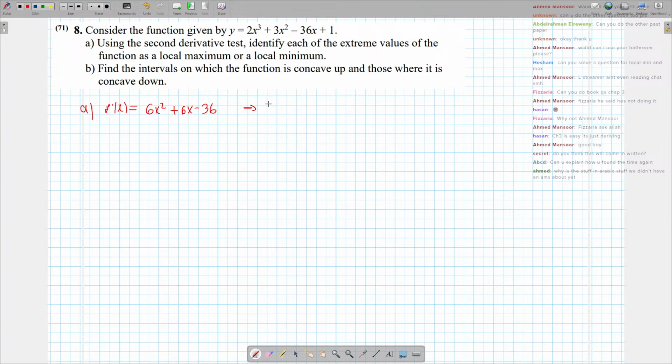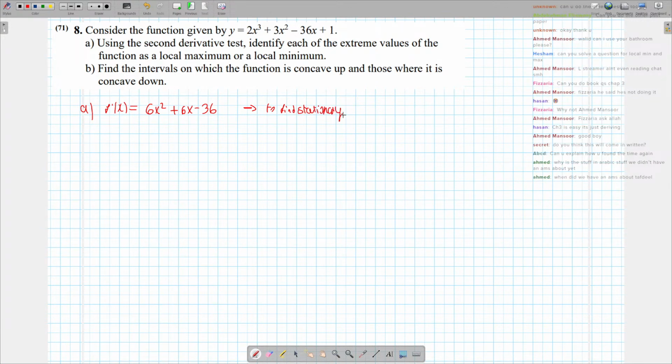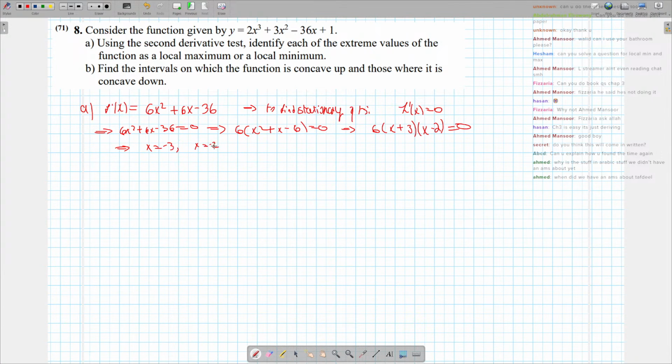We need to now say, to find stationary points, f prime of x is equal to 0. That means 6x squared plus 6x minus 36 is equal to 0. How do we solve this? You can take 6 out. You get x squared plus x minus 6 is equal to 0. To solve this without a calculator, you get (x plus 3)(x minus 2) equals 0. So x is equal to minus 3 and x equals 2.